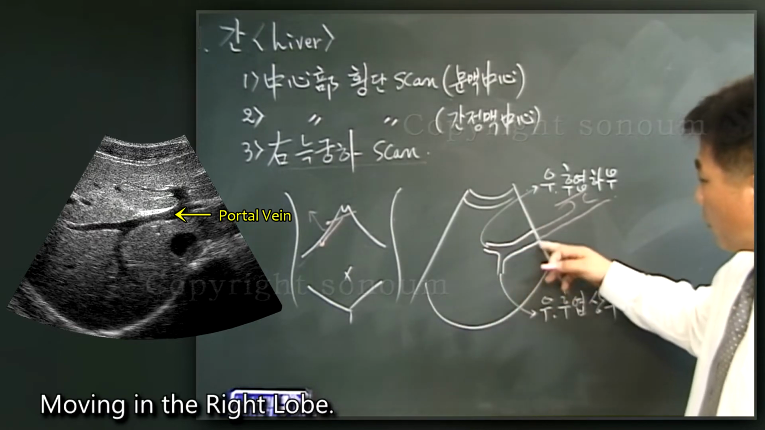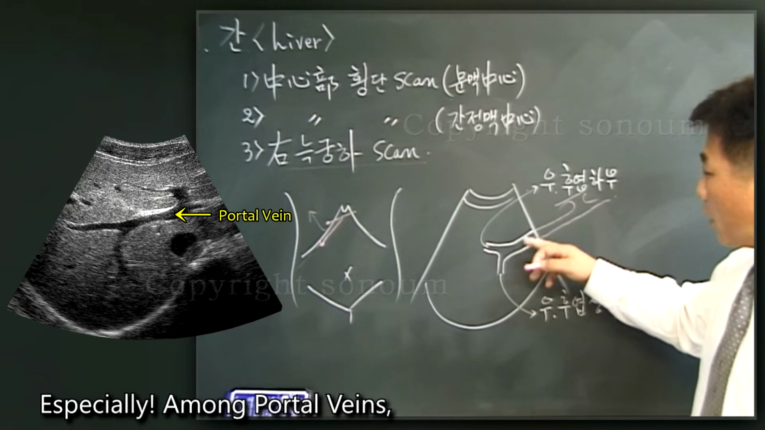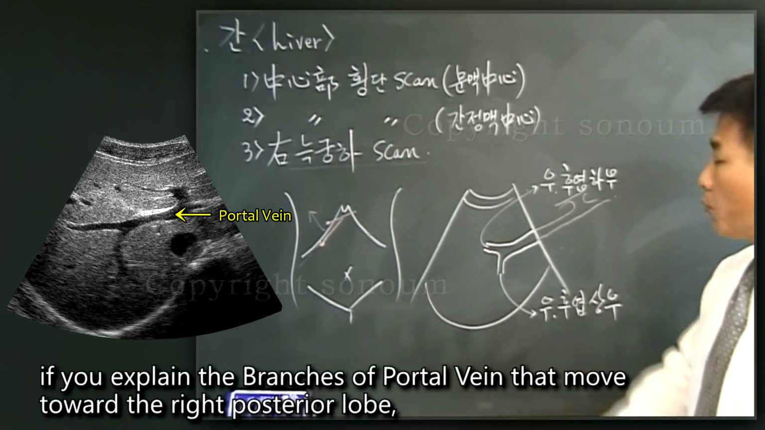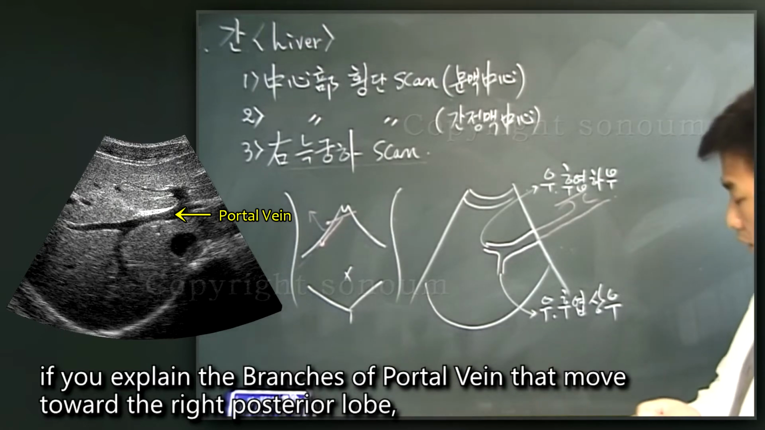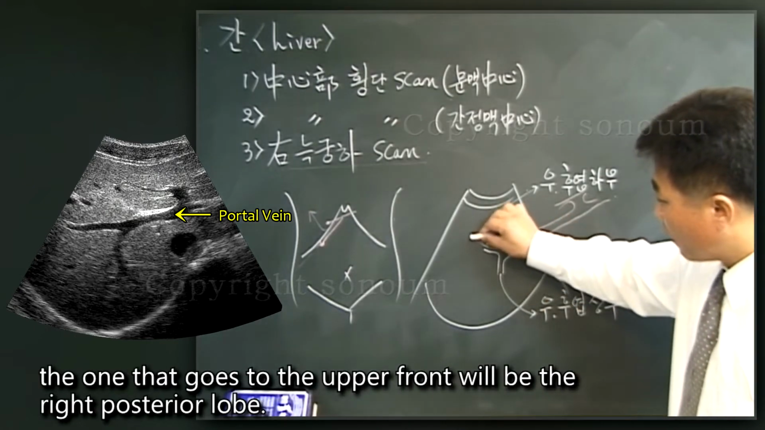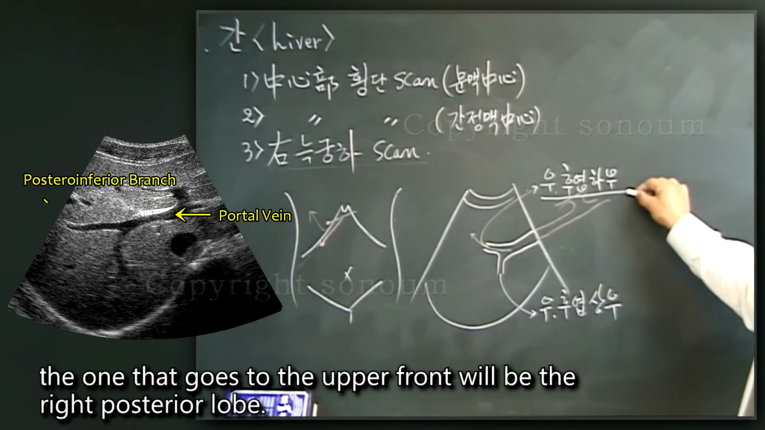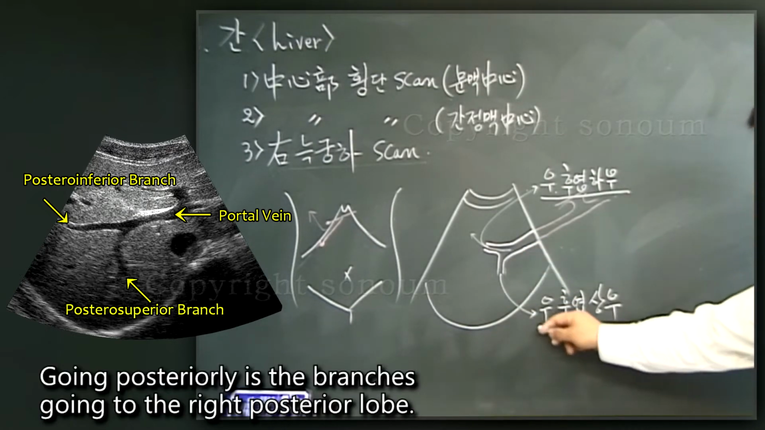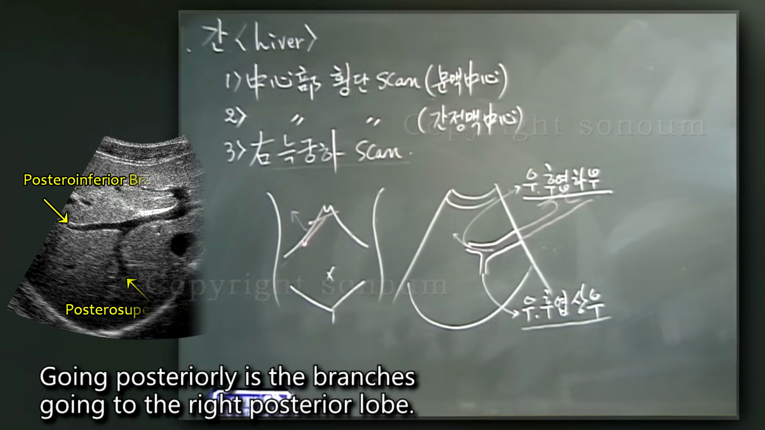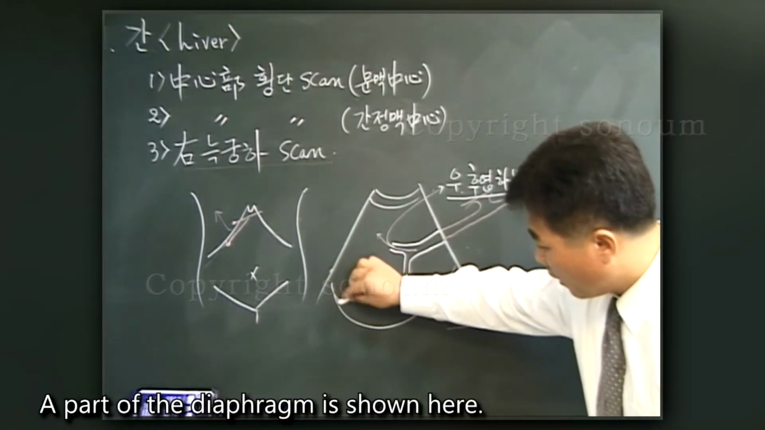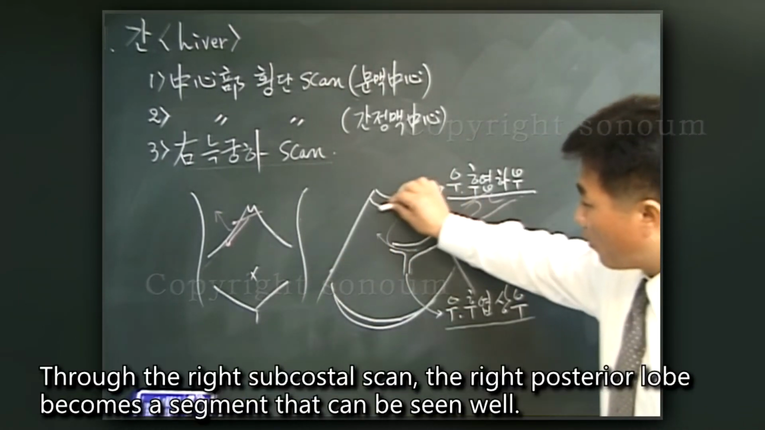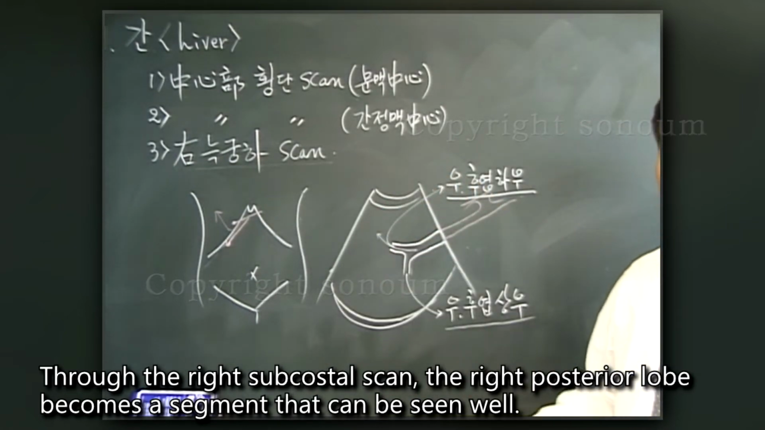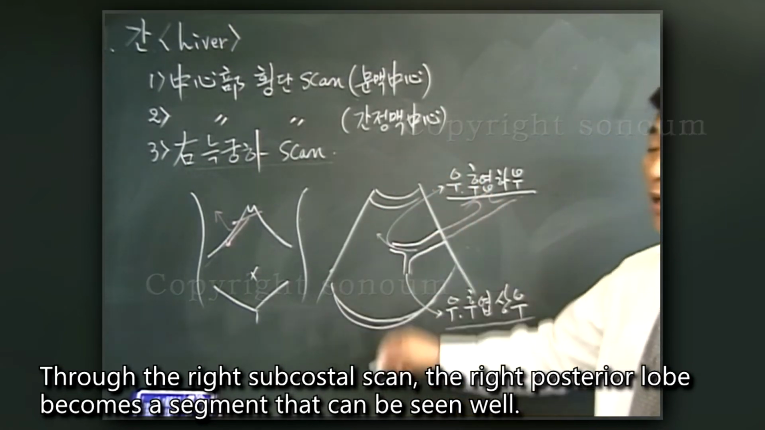Moving to the right lobe, especially among the portal veins, let me explain the branches of the portal vein that move toward the right posterior lobe. The one that goes to the upper front will be the right anterior lobe, and going down are the portal vein branches. Going posteriorly are the branches going to the right posterior lobe. A part of the diaphragm is shown here. Through the right subcostal scan, the right posterior lobe becomes a segment that can be seen well.